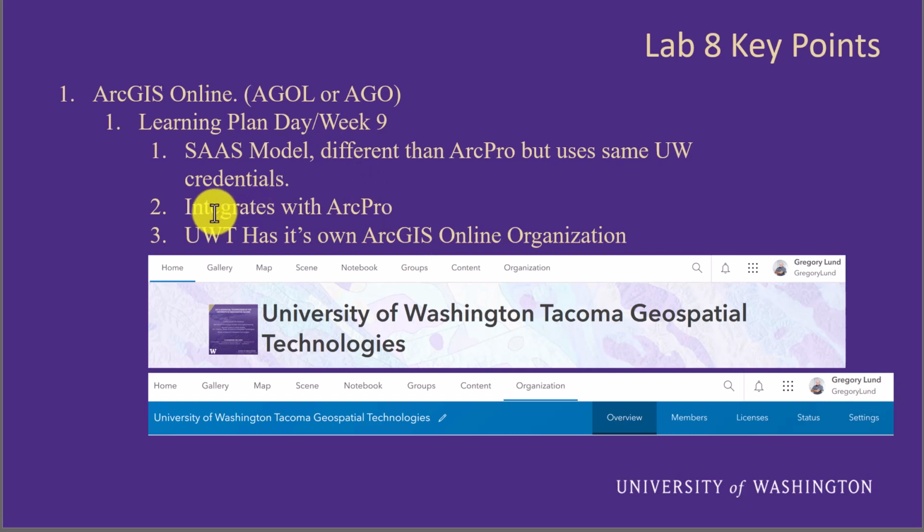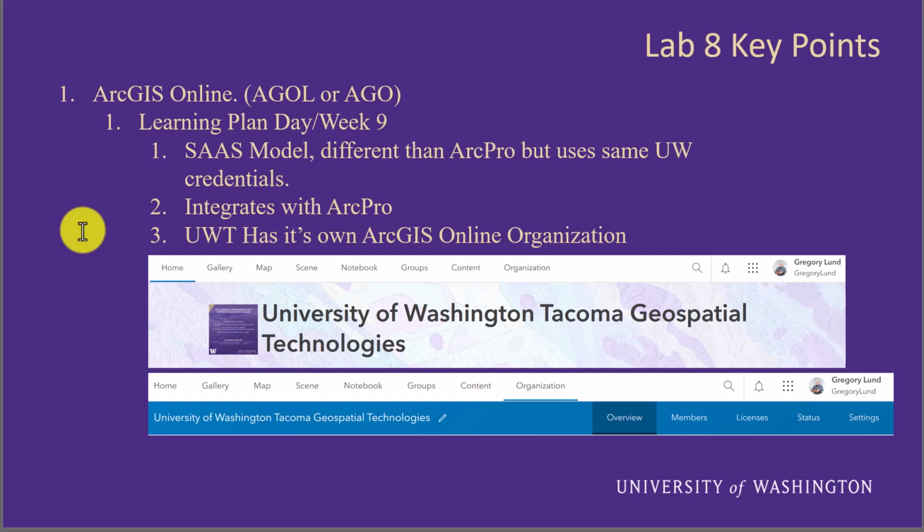ArcGIS Online integrates with ArcPro, and you've already utilized some of that technology. You've shared data from Labs 5 and 7 to ArcGIS Online, and you'll be able to see some of the amazing ways that ArcPro and ArcGIS Online can collaborate together to go back and forth between Pro, the desktop software, and ArcGIS Online, the SaaS, software as a service.